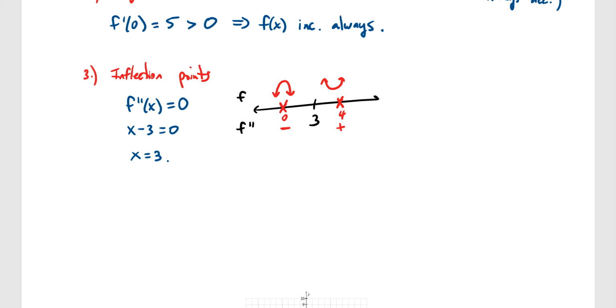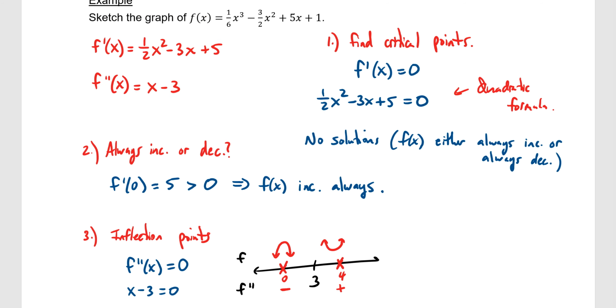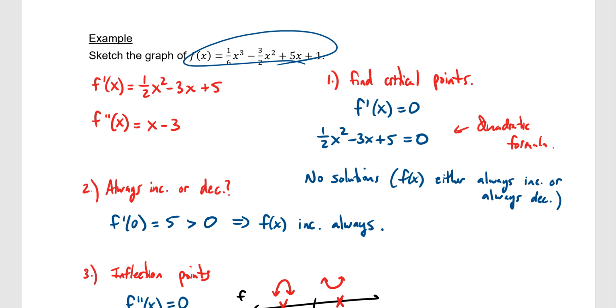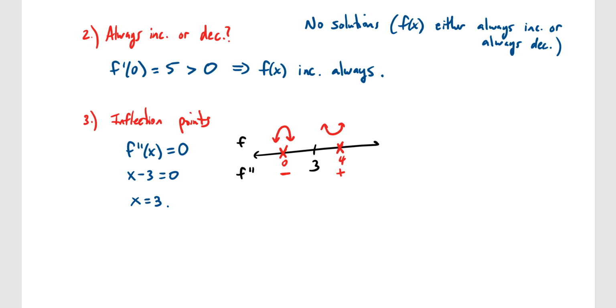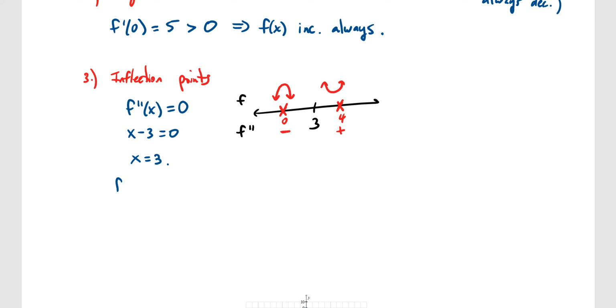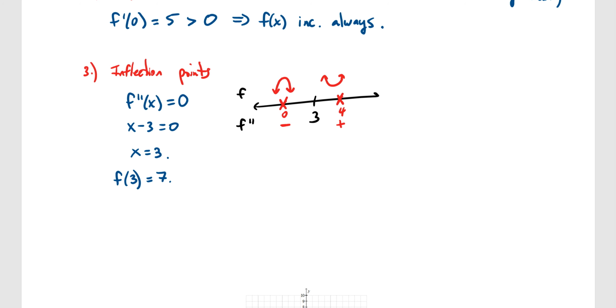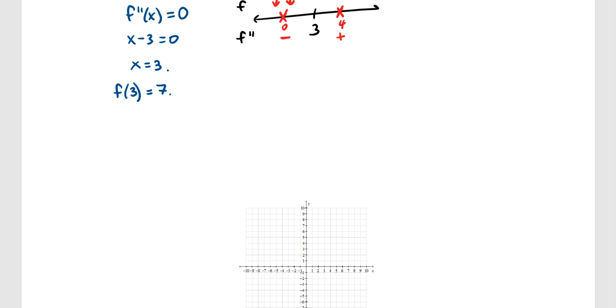And let's go ahead and figure out the y-coordinate. We figure out the y-coordinate by plugging it into that nasty looking function. And we get f of 3. We plug that in and we get 7. Okay, and it actually looks like that's almost done. Let's find some intercepts here.